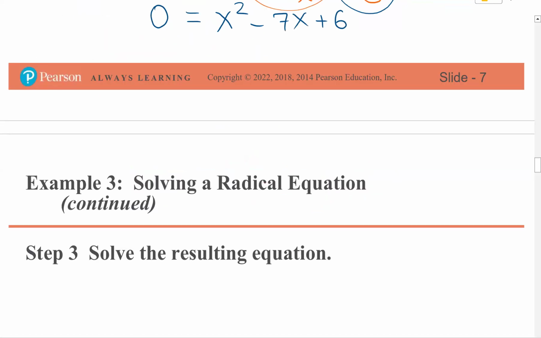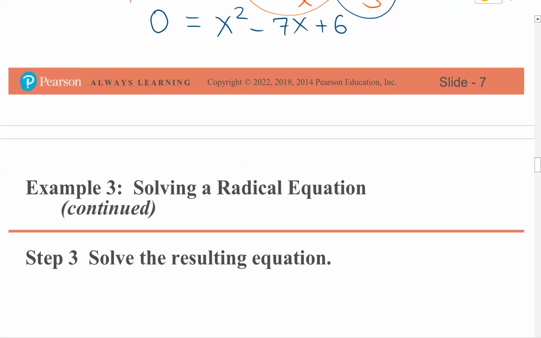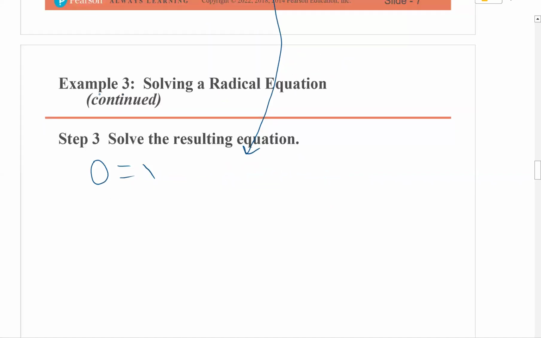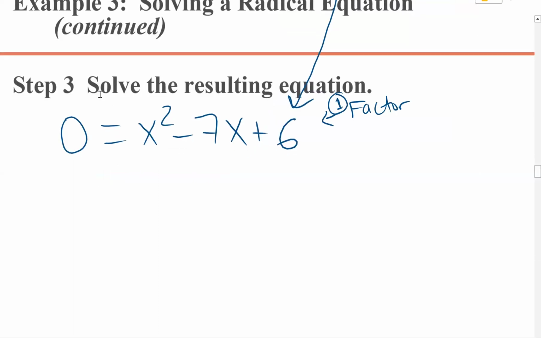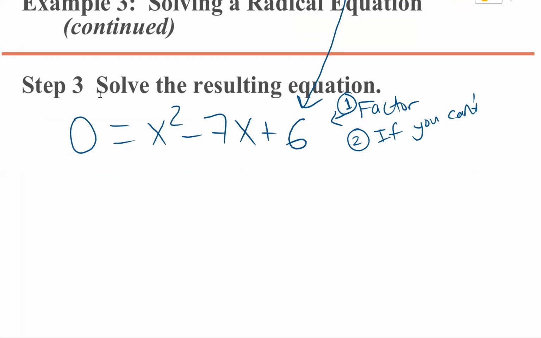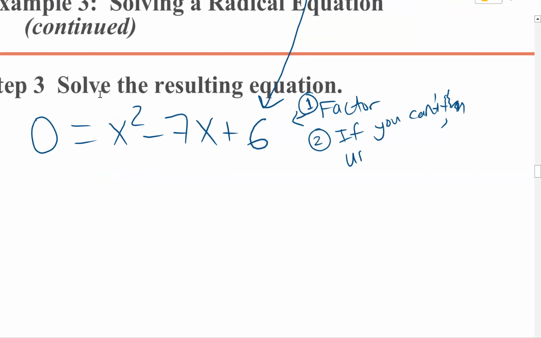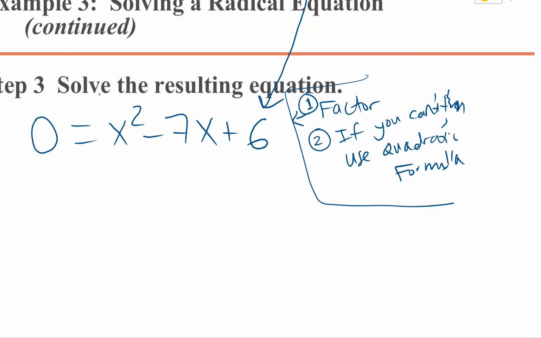Do I have more room? Yeah, okay, I'm going to move it down here. 0 equals x squared minus 7x plus 6. Now I want to try to factor that. If this doesn't factor, then you're going to have to use the quadratic formula. But I think they're probably going to let it, or make sure that it factors. That would be my first step. And then, if you can't, then use the quadratic formula. But for sure, if this was on a midterm or the final, I would make sure this thing factored.